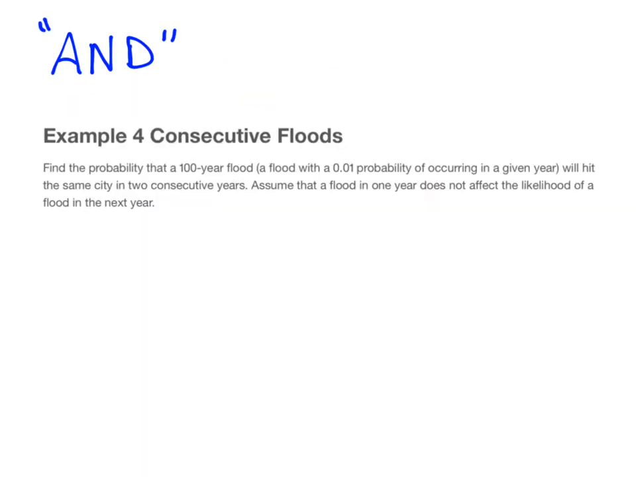So let's start with probabilities that involve the word and. Now it might be that we're dealing with independent events or dependent events. So let's begin with independent first. And the rule, as we'll explain why in just a minute, is that you would just find the probability of each event and then multiply. All right, so and would mean multiply.